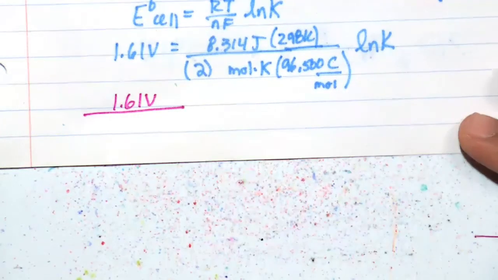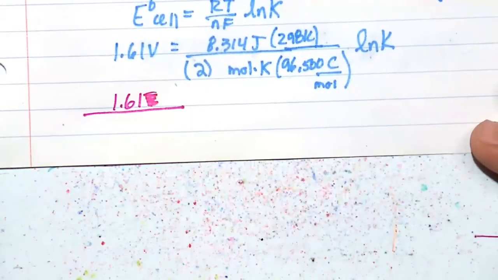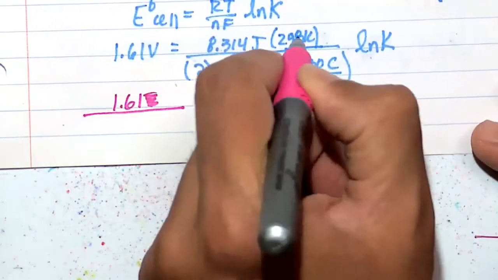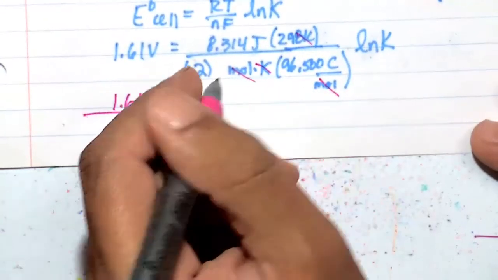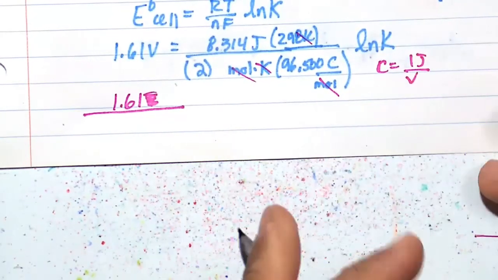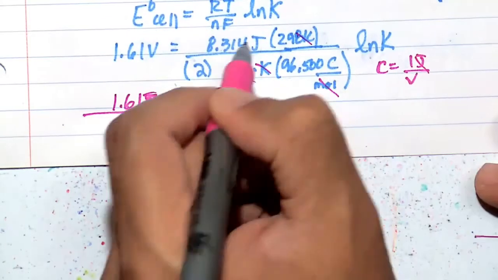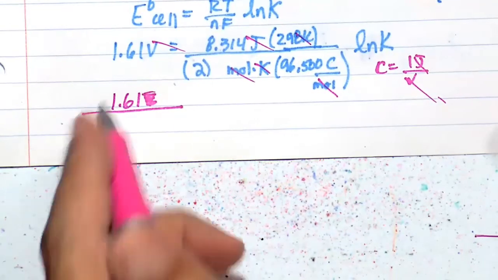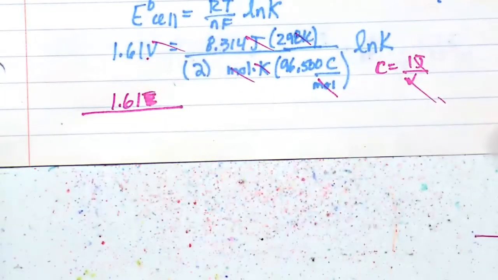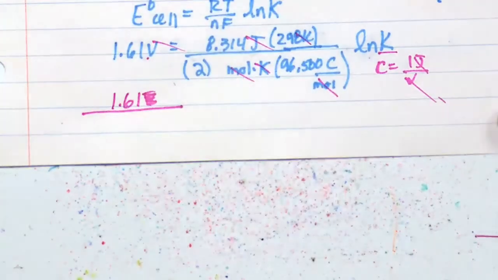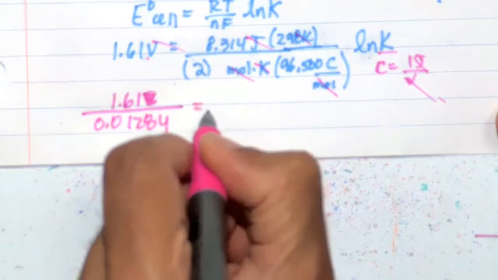So let's take this and divide it over here so that it becomes 1.61 volts divided by this number. K has no units, so I'm not going to worry about units, because natural log of K does not have units. Kelvin cancels, moles cancel, and coulomb is actually joule over volt. So that joule cancels out with that joule, this volt cancels out with that volt. You don't have to worry about units, because the equilibrium constant has no units. So this whole thing is 0.01284. That equals natural log of K.